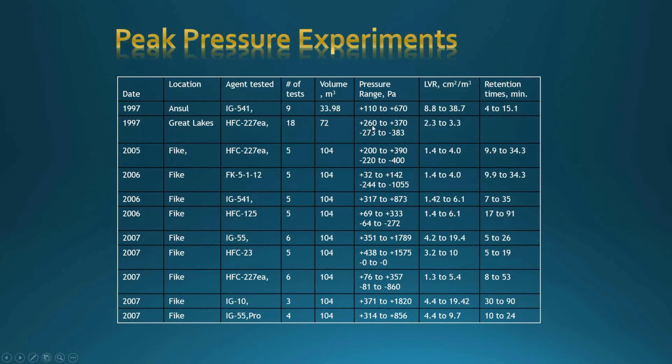Great Lakes did 18 tests between 260 and 370 pascals with a leak to volume ratio of 2.3 to 3.3. So over a very narrow range, the range that was used earlier than that was over a range which is not consistent with the leakage range of the enclosures that we're encountering. So getting those to coincide was the reason why the peak pressure formulas that are out there aren't as relevant as they could be.